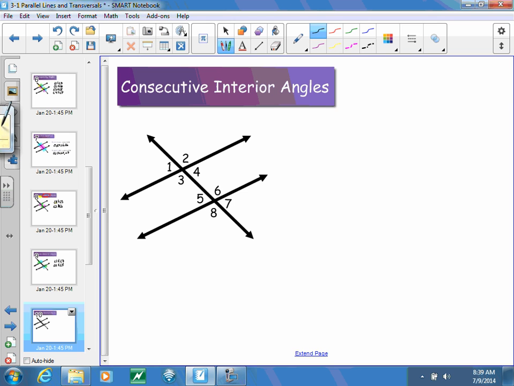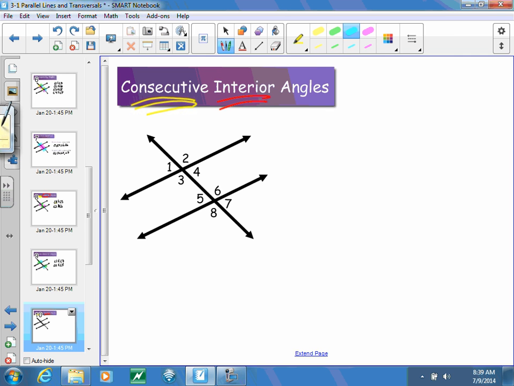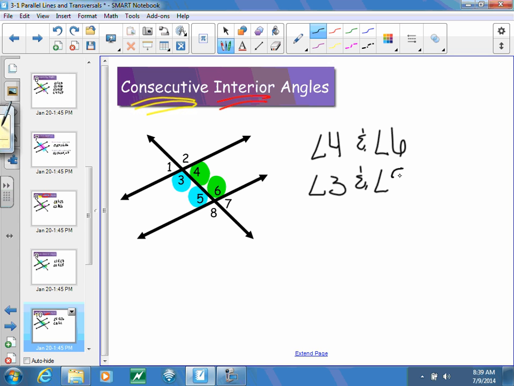Then we're going to be looking at consecutive interior angles. So again, we're using the word interior, so we're talking about angles 3, 4, 5, or 6. And this time we're talking about consecutive. And consecutive interior angles, what we're referring to here is the angles that are on the same side of the transversal. So angle 4 and angle 6, angle 3 and angle 5. Those are our consecutive interior angles.